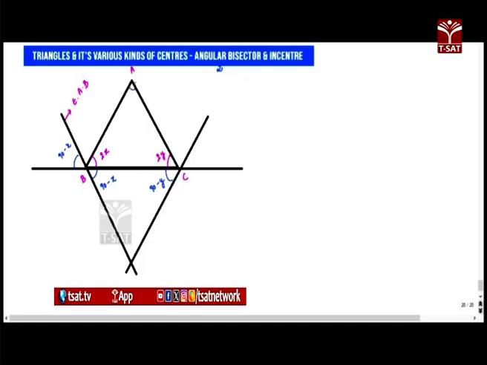This is angle A. We just need to find out angle BDC, where the two external angular bisectors meet. Let this be theta again.